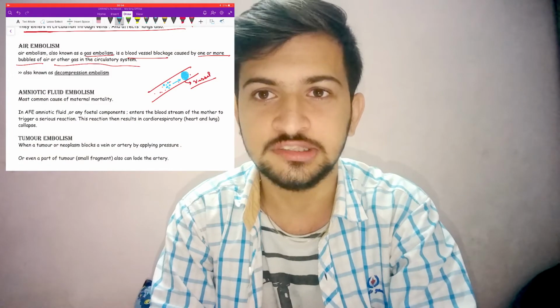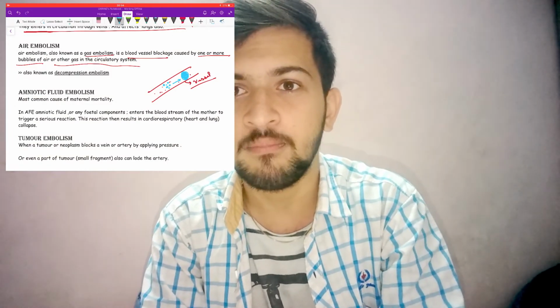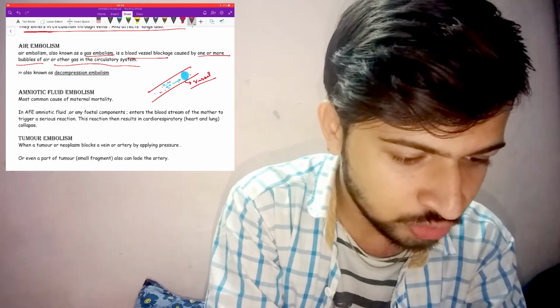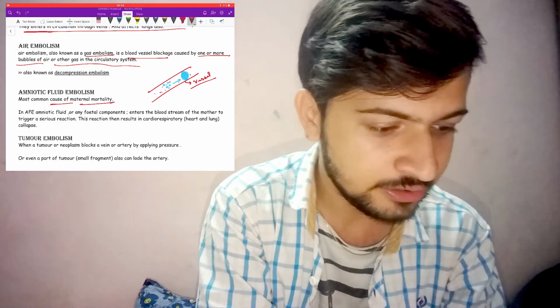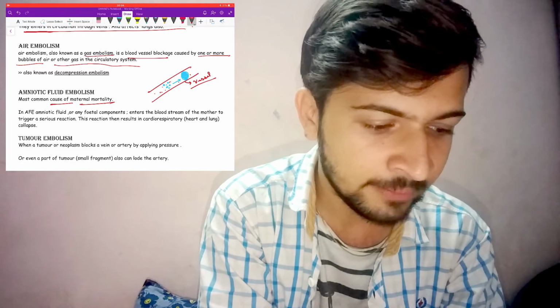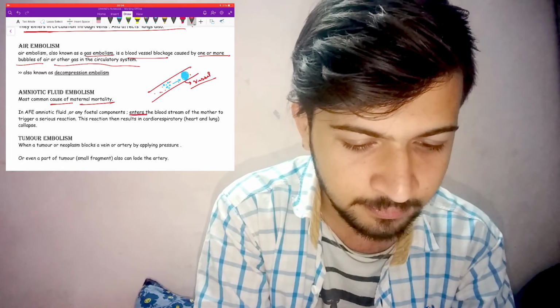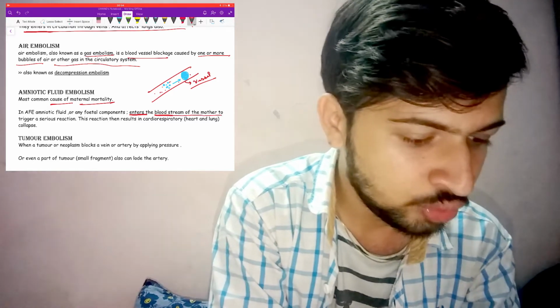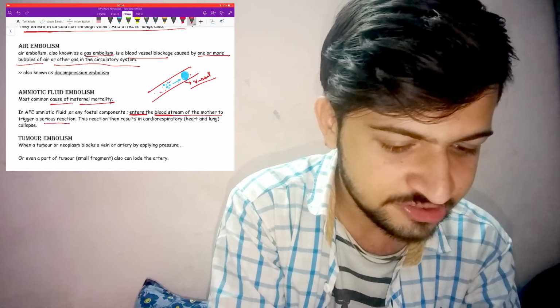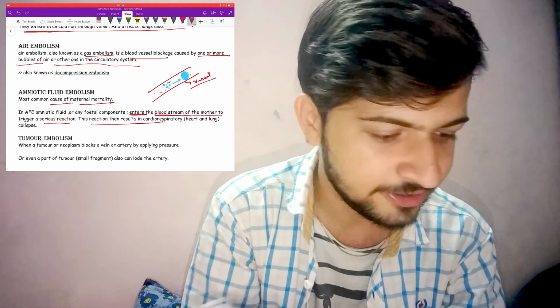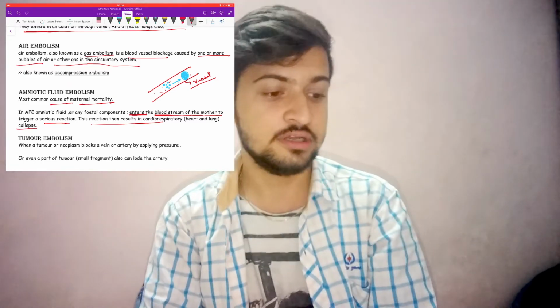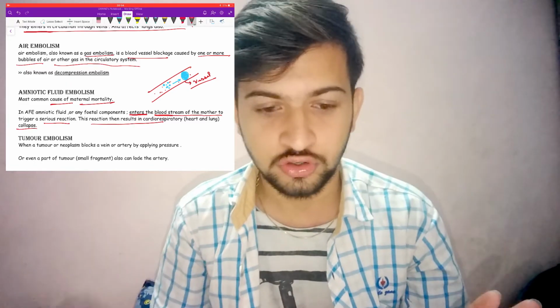So now the next one is amniotic fluid embolism. This is the most common cause of maternal mortality. Amniotic fluid or any fetal components enter the bloodstream of the mother and trigger a serious reaction. This reaction can lead to cardiorespiratory collapse.